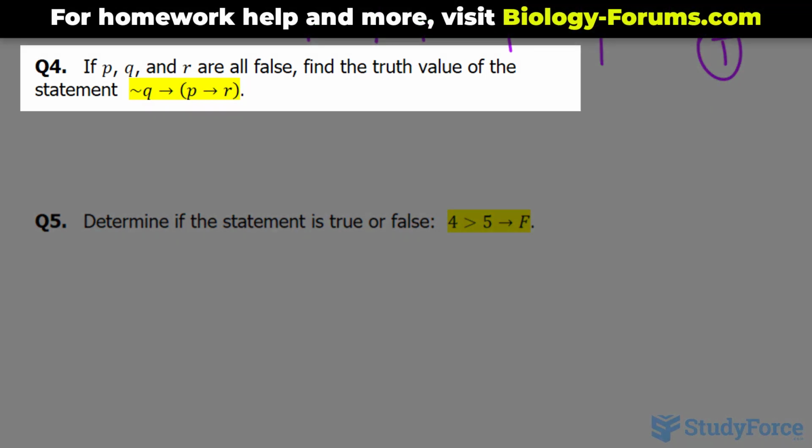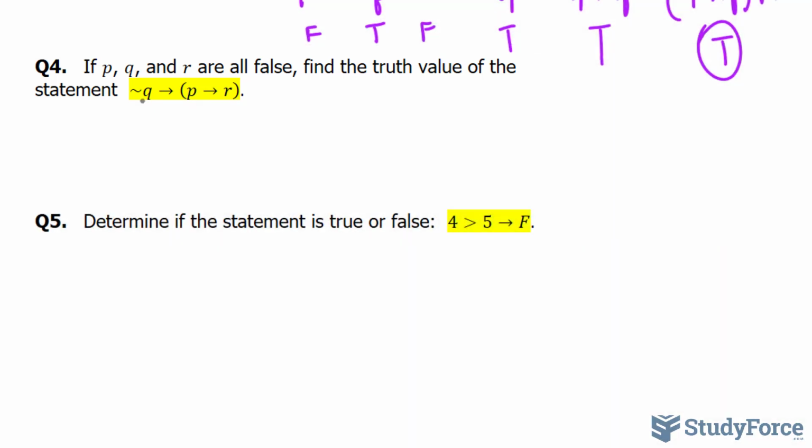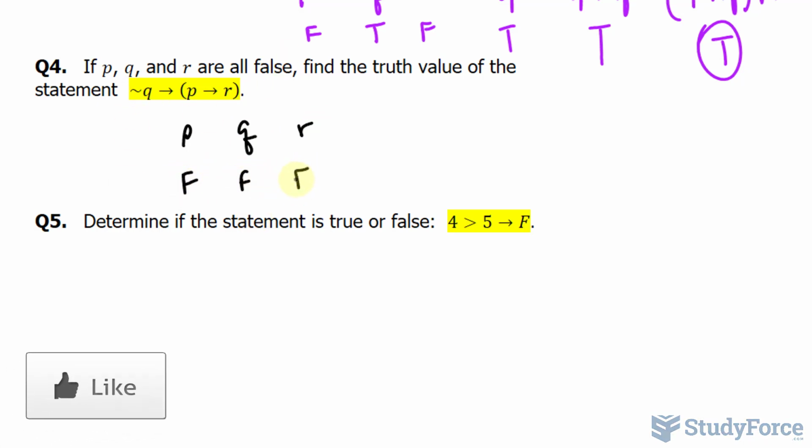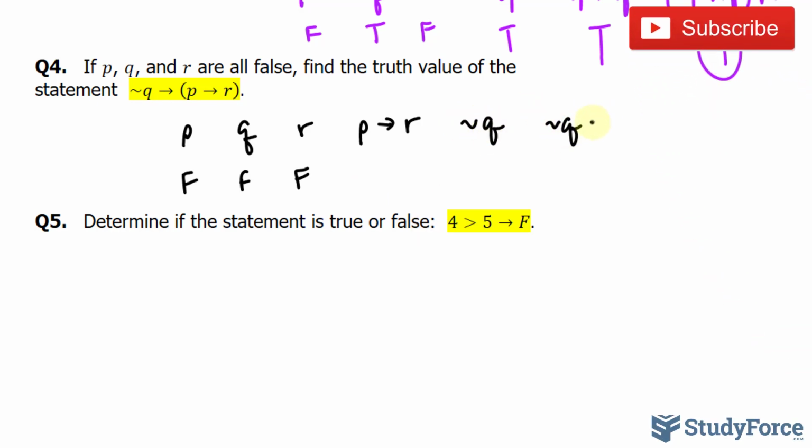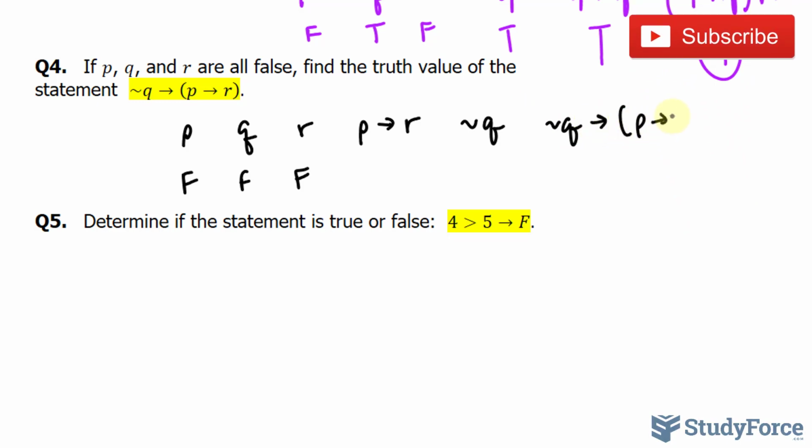If P, Q, and R are all false, find the truth value of the statement, if not Q, then if P, then R. We have three components, P, Q, and R. We're told that all three are false. Now, the way we read this is we look at the parentheses first, and within the parentheses, there's this condition, P, then R. And then we look outside of the parentheses, we have not Q. So that's our fifth column.